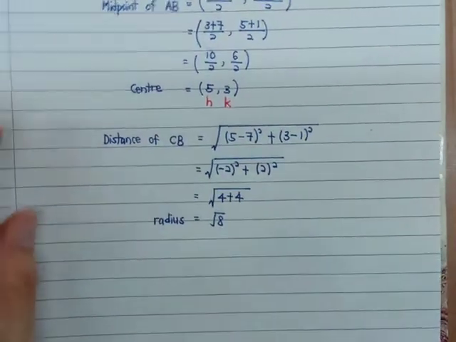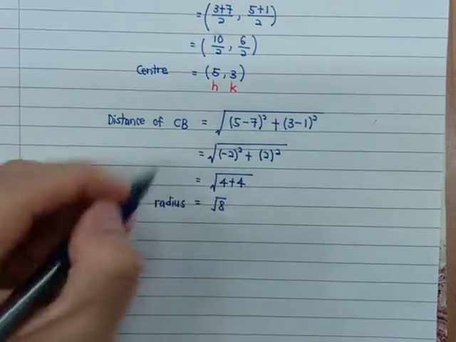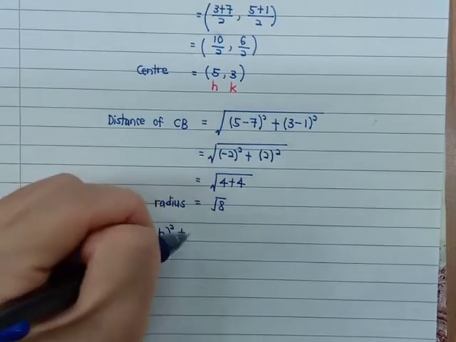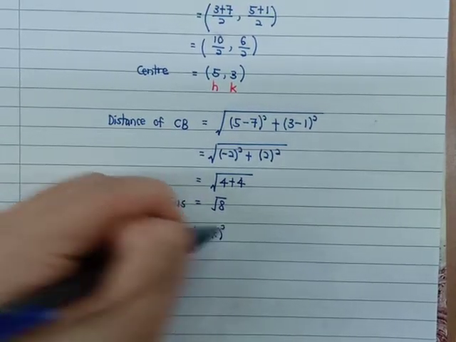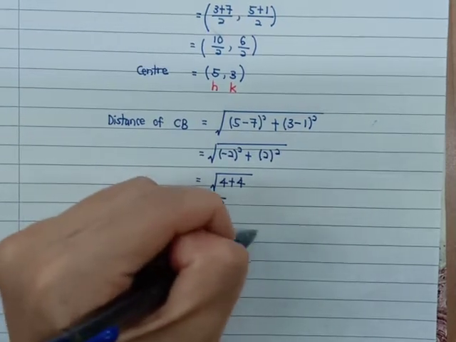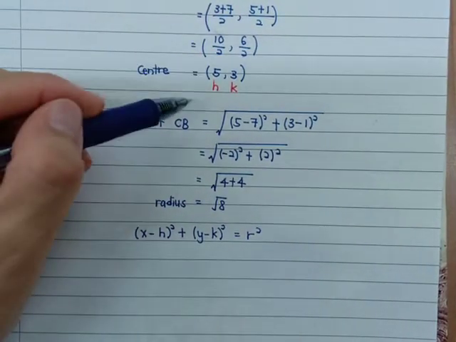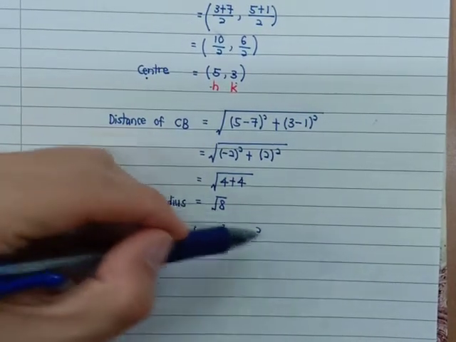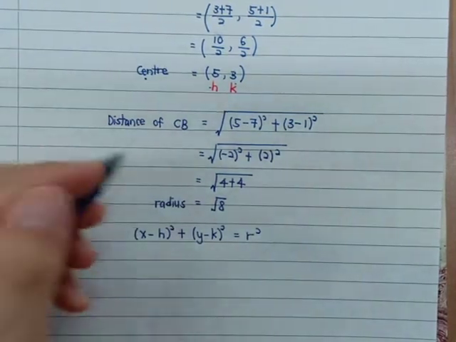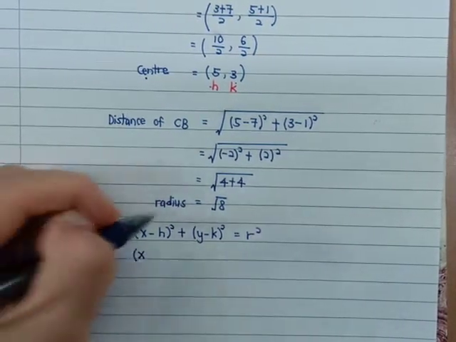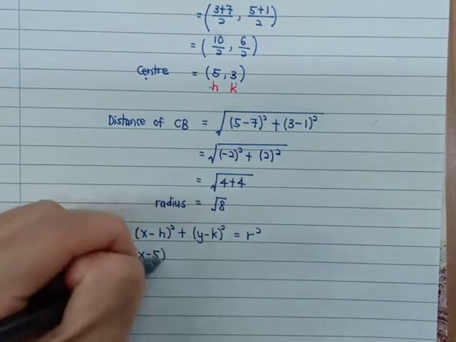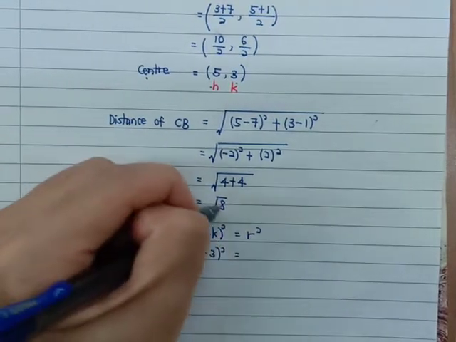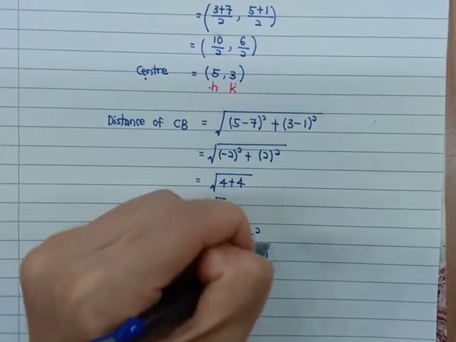Again, our standard form of the circle will be (x minus h) squared plus (y minus k) squared is equal to r squared. So I'm going to substitute the values of h and k, which is the center, and the radius, which is the square root of 8, into this standard form. So my h is 5, so (x minus 5) squared plus (y minus 3) squared will be equal to the square root of 8 squared.